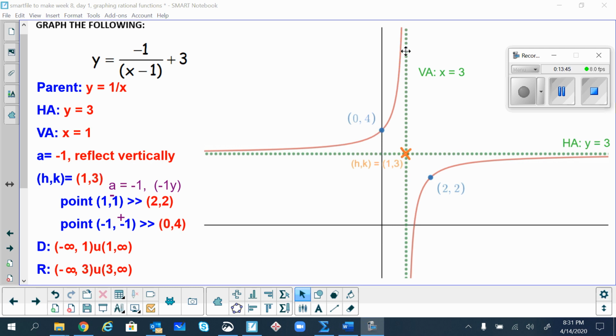So take a moment to go through this again, make sure you understand all the steps, and then we'll move on to the next example.